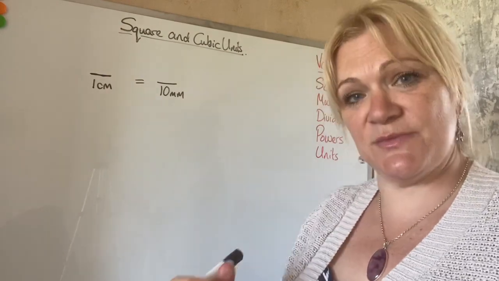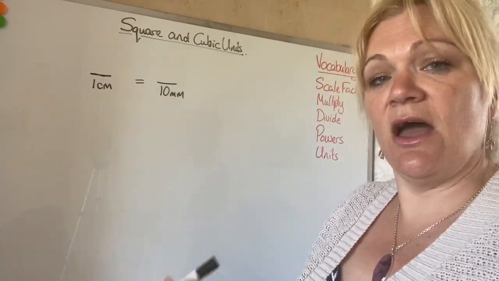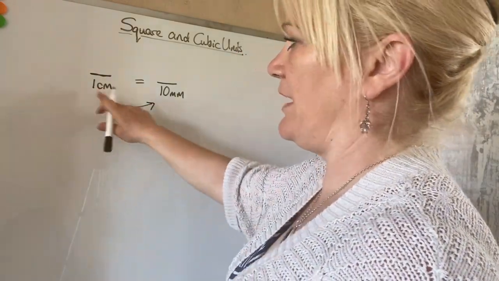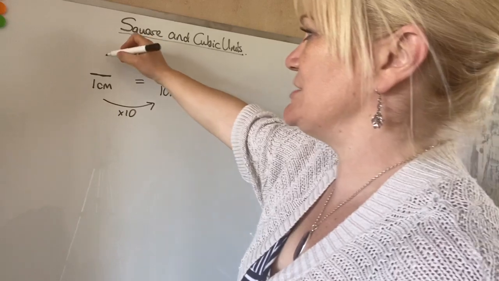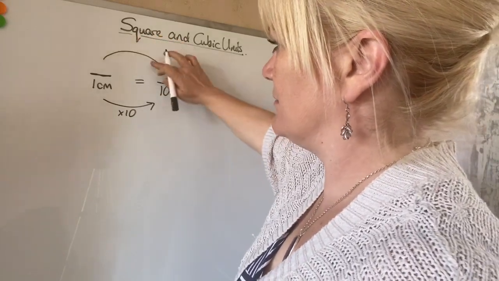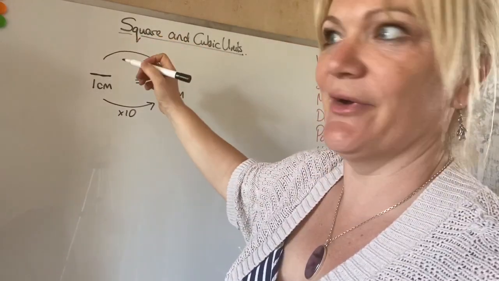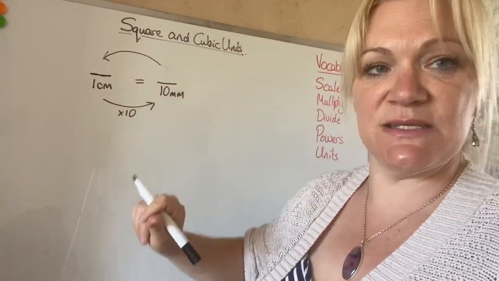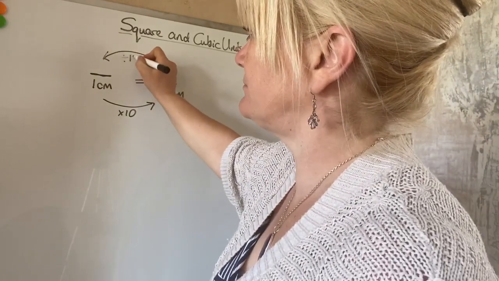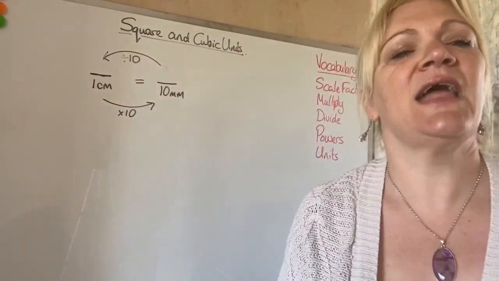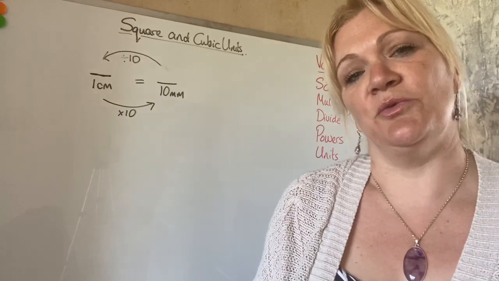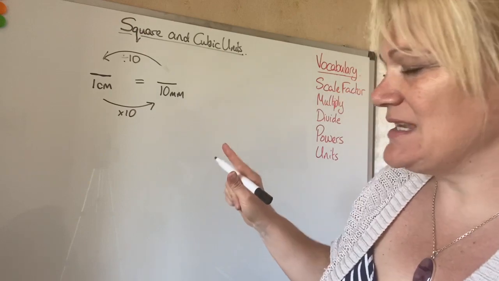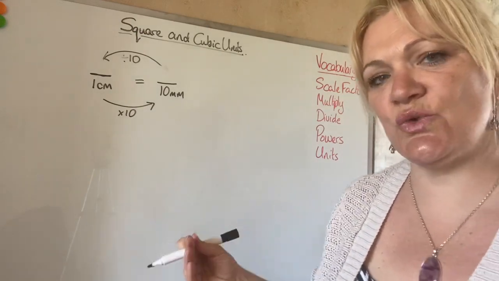If I'm converting from centimetres into millimetres, I need to multiply by 10 for my number, my digit. And going the other way, if I wanted to go from millimetres to centimetres, I would divide by 10. That's quite nice and straightforward, and most of you will be quite happy with doing that already and quite comfortable getting it sorted. But it gets a little bit more tricky when we deal with square units.